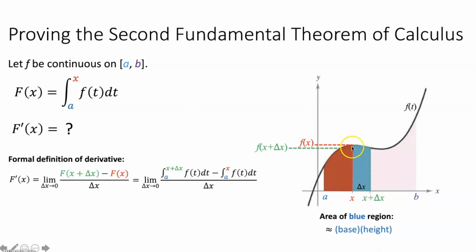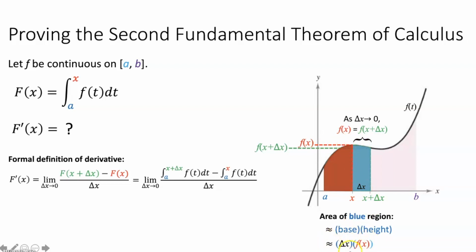The height, well, there's actually two different heights. There's f of x plus delta x, and there's f of x. Since we have just arbitrarily created an x and a delta x, we can make those whatever we want. So we're going to shrink delta x. We're going to make it super small. And as delta x approaches 0, these two heights, these two y values, get closer and closer together. Meaning, as delta x approaches 0, f of x plus delta x is going to be equal to f of x. So I can approximate the area of this blue region as delta x approaches 0 as the base, delta x, times the height, which we said was f of x.